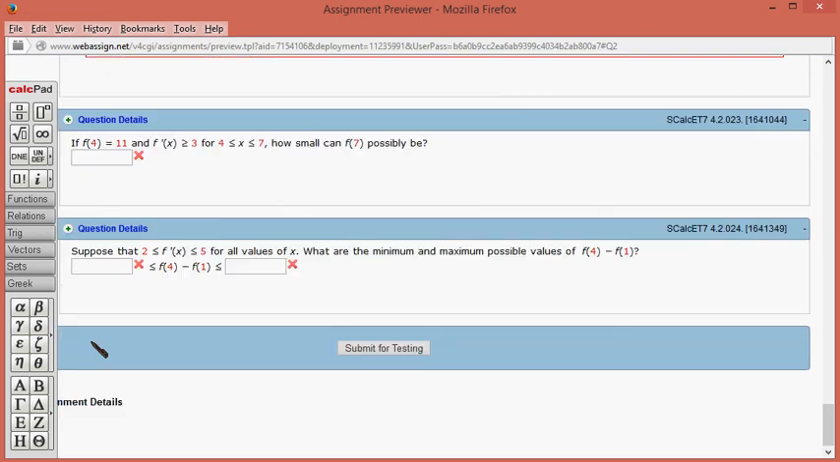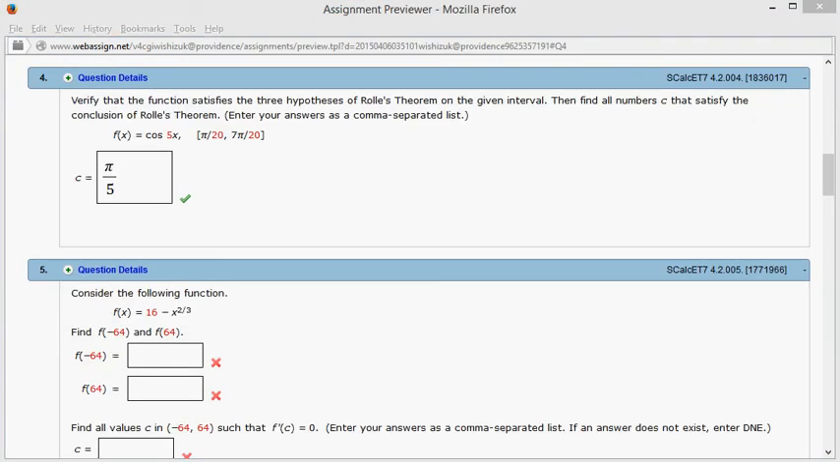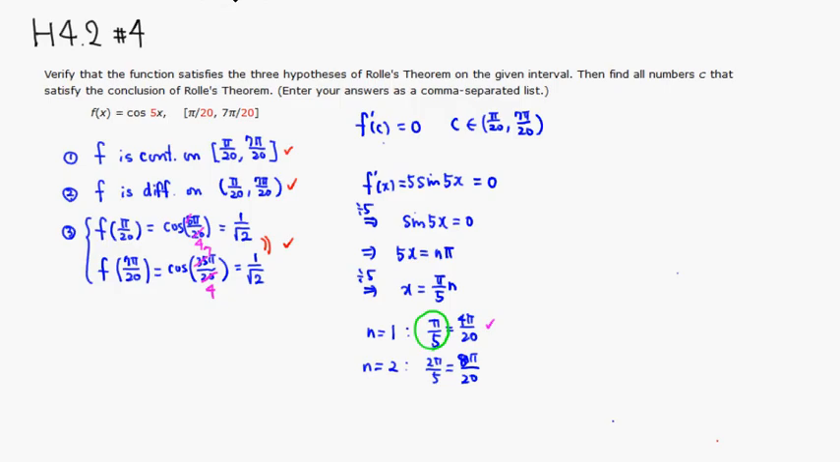So let's double check, submit for testing. Alright, I came back and it looks like we got this one correctly. Alright, that's it. I hope that this was clear.